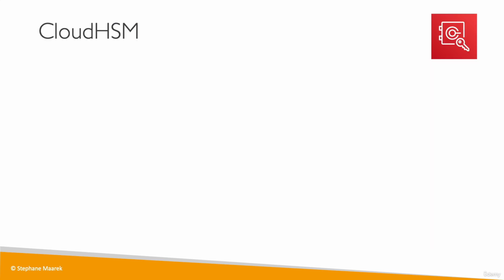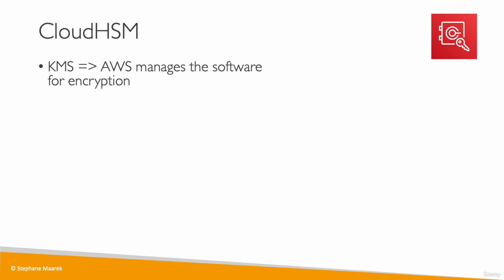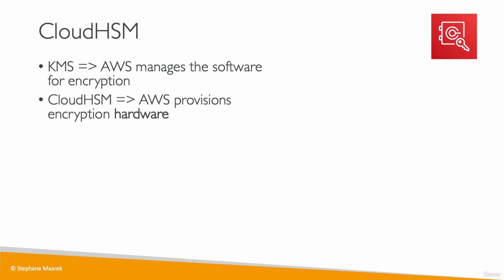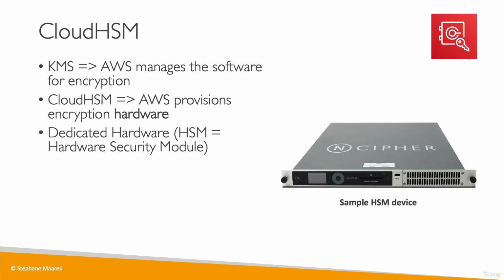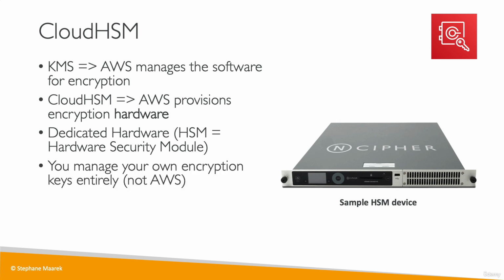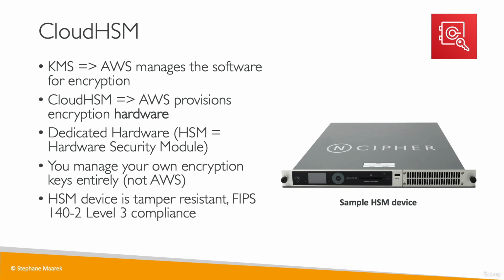The second service used to perform encryption is called CloudHSM. With KMS, it is AWS who manages the software for encryption. But with CloudHSM, AWS will just provision to us the encryption hardware, and we manage the keys ourselves. A dedicated hardware for us is called an HSM module, a hardware security module, and it looks like this. AWS will give us the hardware in their infrastructure, but we manage our own encryption keys entirely, not AWS. And to make sure that no one can get our keys by sneaking into the AWS data center, the HSM device is tamper resistant. If someone tries to tamper with it, it will fail. And there is FIPS 140-2 level 3 compliance, which is a security standard.